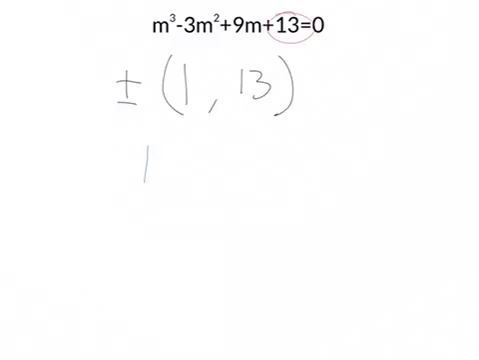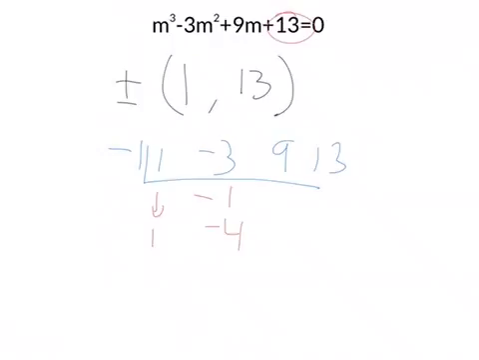So now we're going to use a little bit of synthetic division to solve. I'm going to write the numbers we need here, the 1, the -3, the 9, and the 13. And I believe -1 should work here to give us a remainder of 0 down here. So let's try it. Bring down the 1. 1 times -1 is -1.